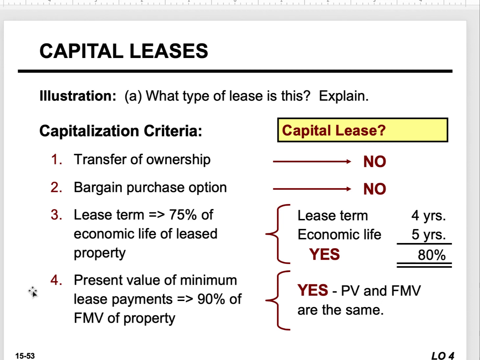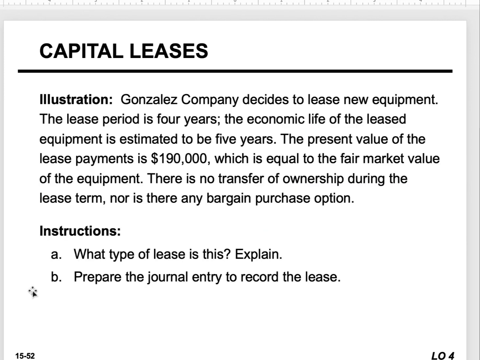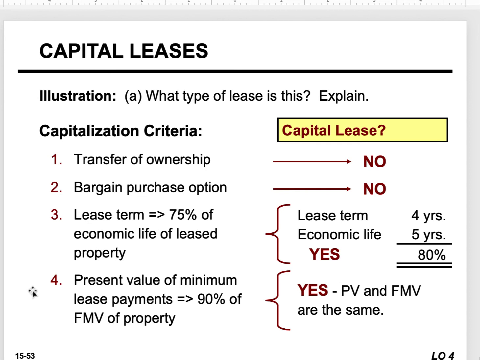That's one. Then we get to the second criteria: bargain purchase option. Does the lease have a bargain purchase option? No, it does not. They tell us, right? There's no transfer of ownership during the lease term. There's no bargain purchase option. Nope, it's not a capital lease yet. Perfect.